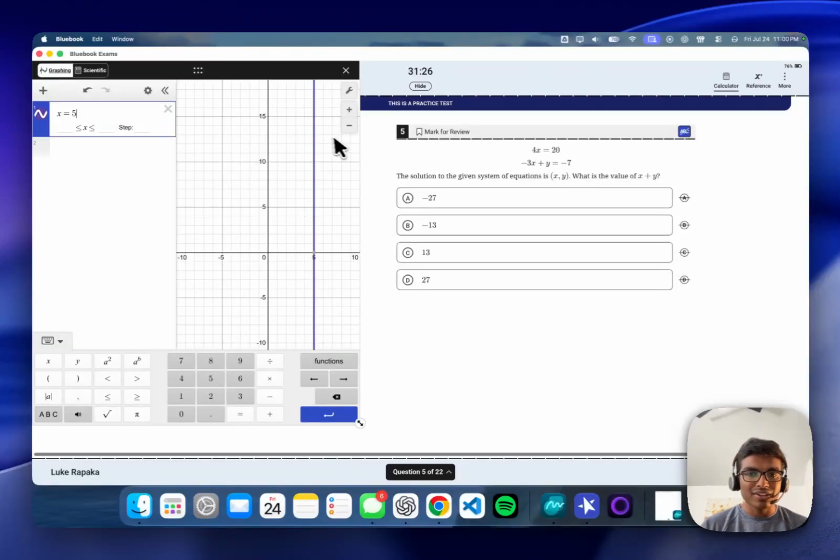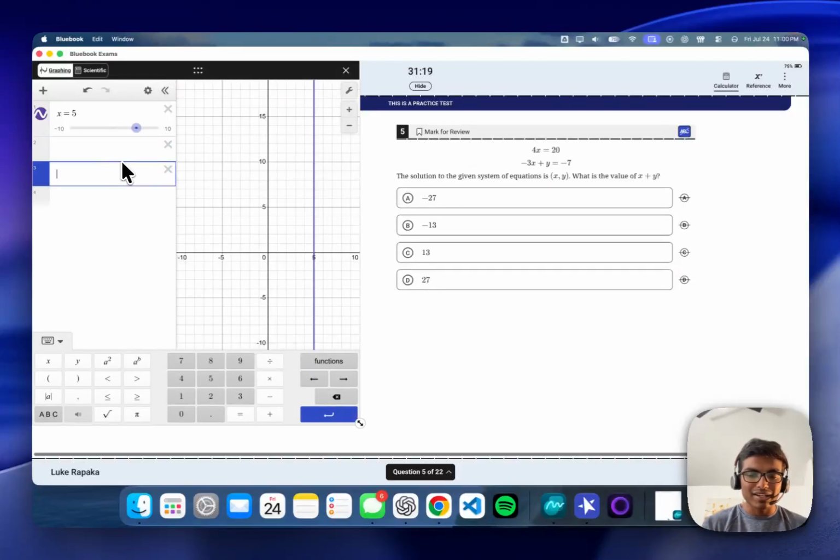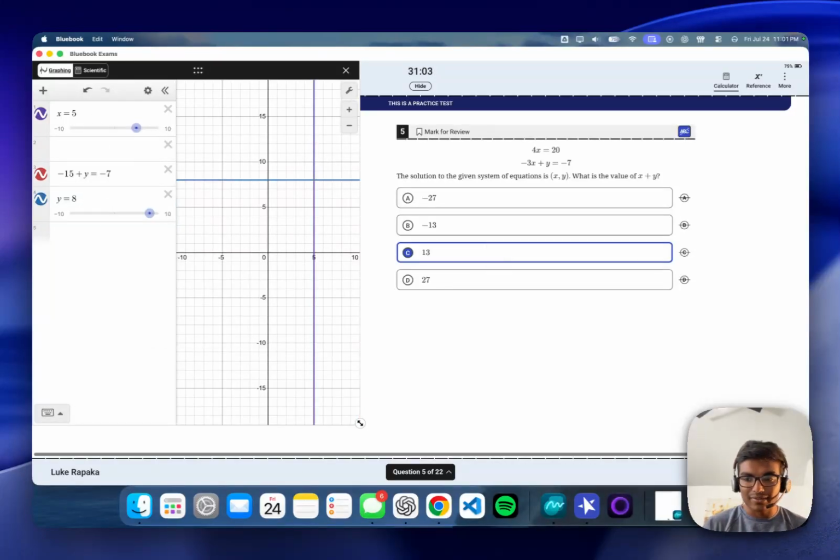So to get y, since we know x equals 5, negative 3 times 5 is negative 15. So negative 15 plus y equals negative 7. If I add 15 to both sides, I would get y equals 8. The question is asking us for x plus y, so 5 plus 8 is 13.